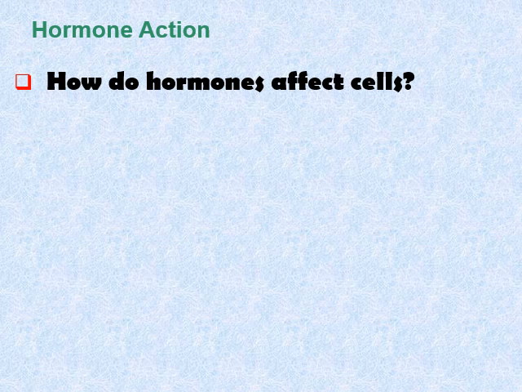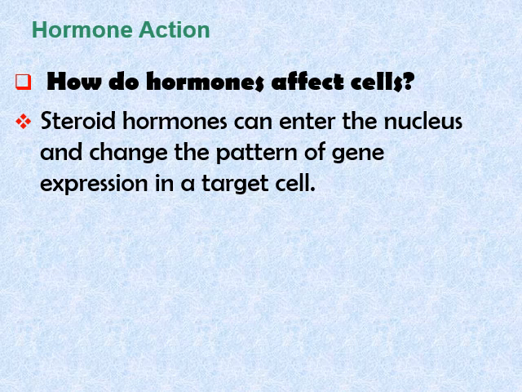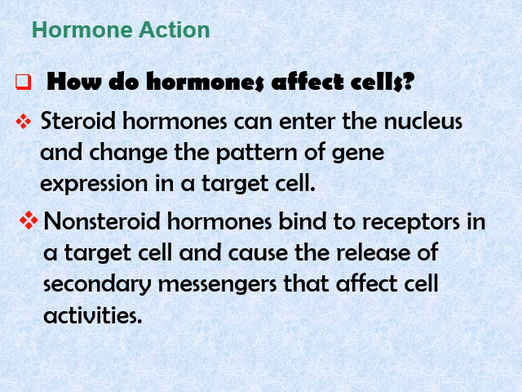Let's summarize hormone action. How do hormones affect cells? They do affect cells in different ways. Steroid hormones can enter the nucleus and change the pattern of gene expression in a target cell, while non-steroid hormones bind to receptors on a target cell and cause the release of secondary messengers like cAMP that affect cell activities.